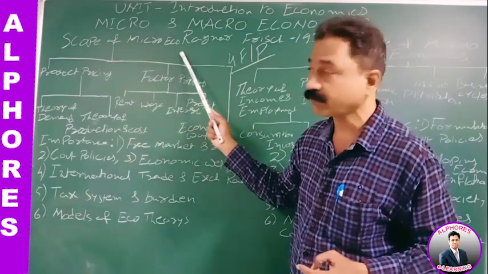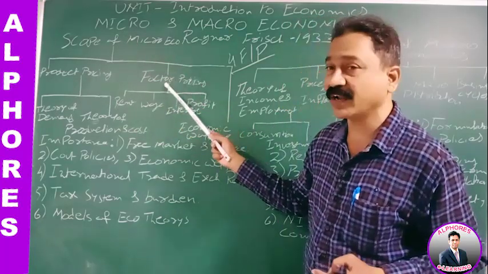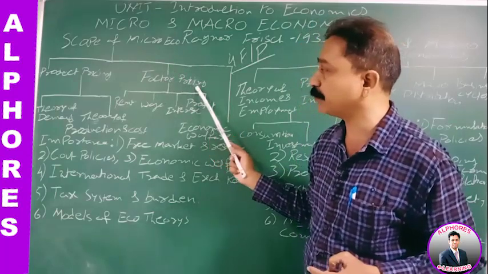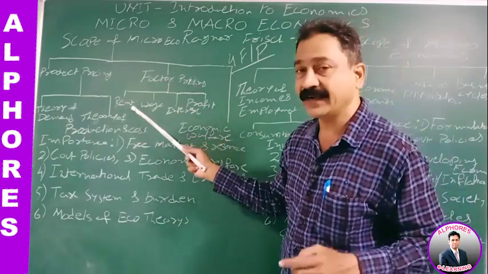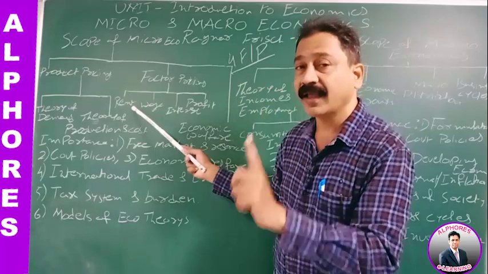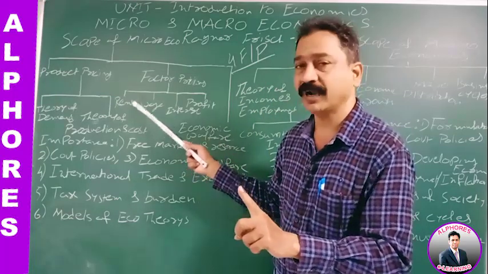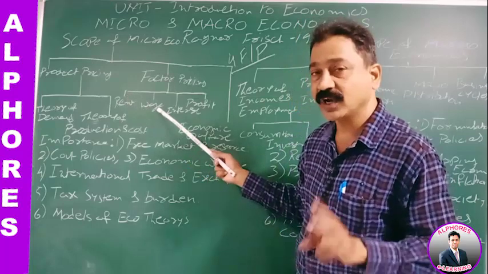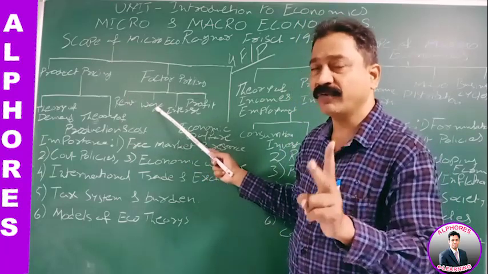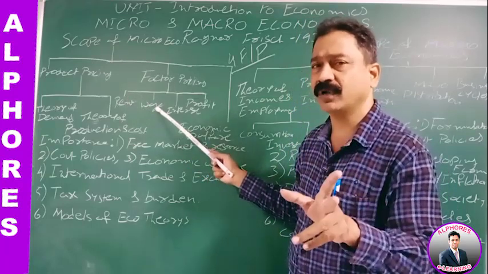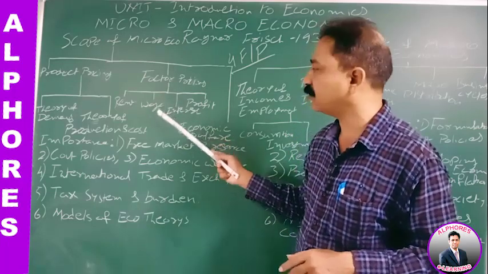How factor pricing is going to happen is discussed under microeconomics. Under this microeconomics, we are covering particularly factor pricing. So land rent depends on the area where that land is. If there is more demand, the price will be more. Wage depends on the labor. Everyone won't work at the same level, so that will decide the wage.